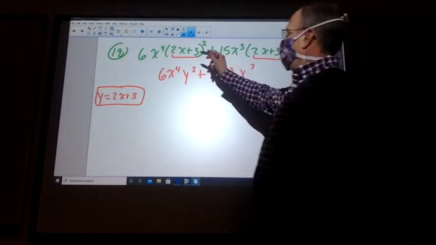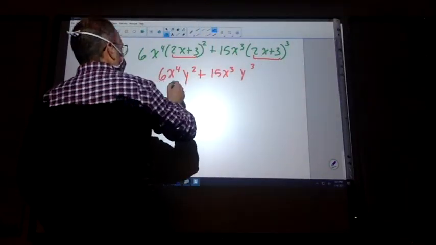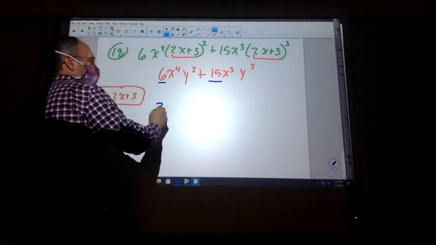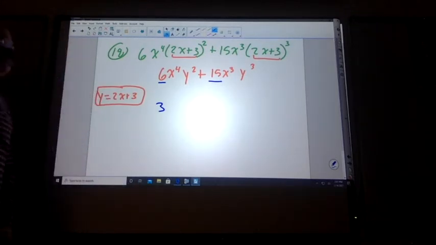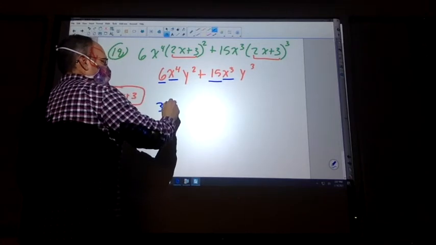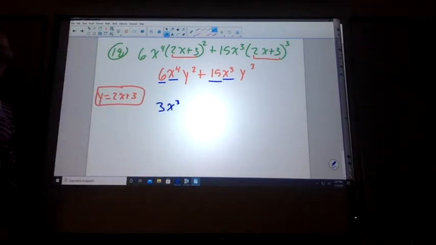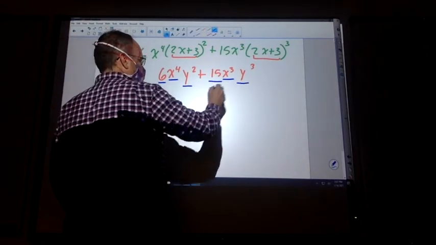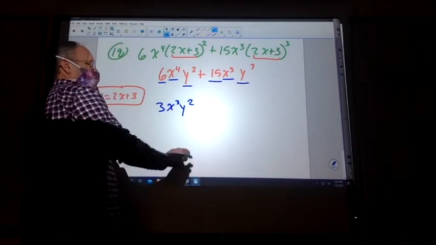Okay? So what I'm going to do here on this problem is I'm going to say, okay, I can factor 3 out of both of those. Agree? I can factor a maximum of x to the 3rd out of both of those, and I can factor a maximum amount of y squared out of both of those.